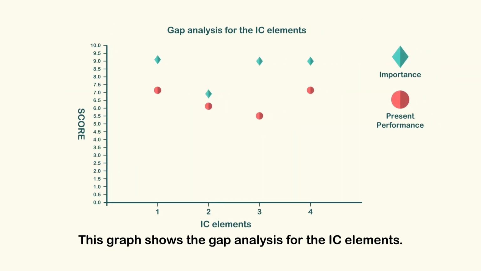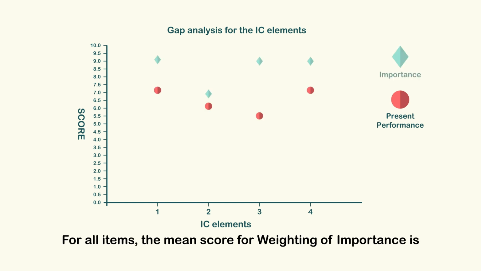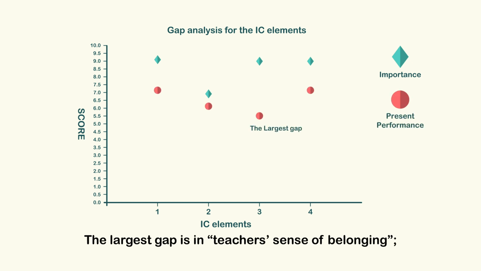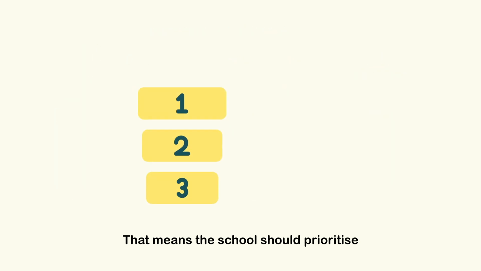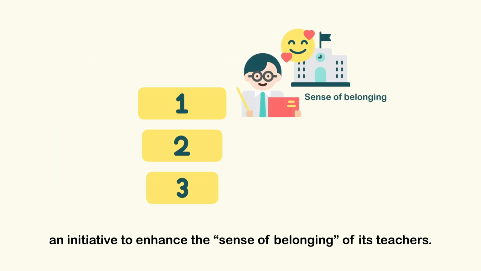This graph shows the gap analysis for the IC elements. In this graph example, for all items, the mean score for weighting of importance is higher than that of present performance. The largest gap is in teachers' sense of belonging. The smallest gap is in modifying the teaching strategies of teachers. That means that the school should prioritise an initiative to enhance the sense of belonging of its teachers.